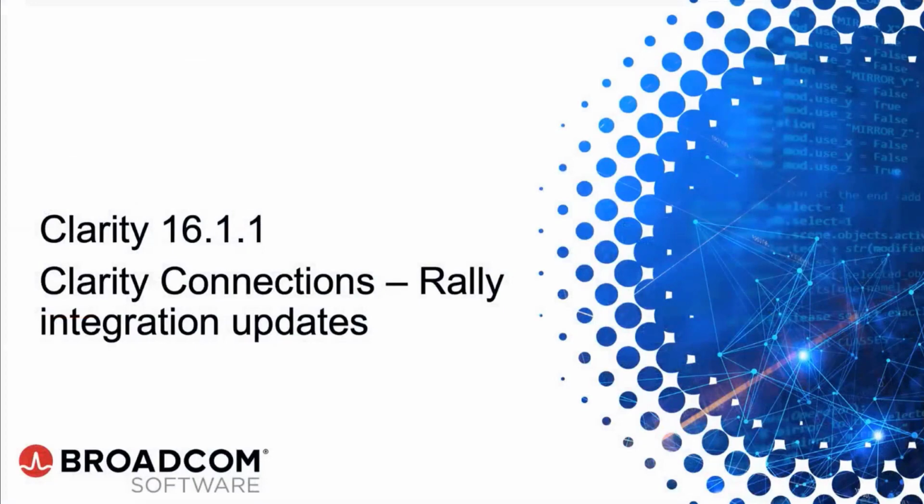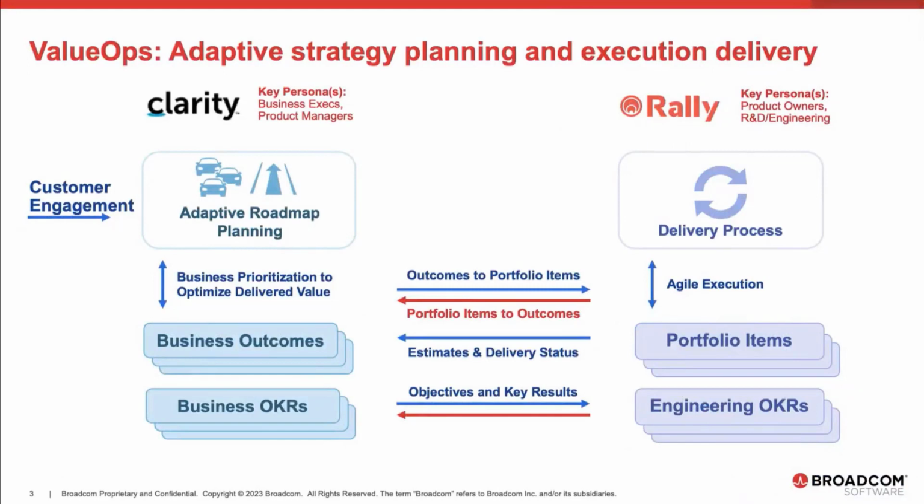In this section, we will review the updates to Clarity Connections, which is the out-of-the-box configurable solution to integrate Clarity and Rally. As a reminder, the goal of this solution is to tie Clarity and Rally together. You can start with Clarity business outcomes, import them into a Clarity roadmap. The integration can use these business outcomes from an approved roadmap scenario to create portfolio items in Rally.